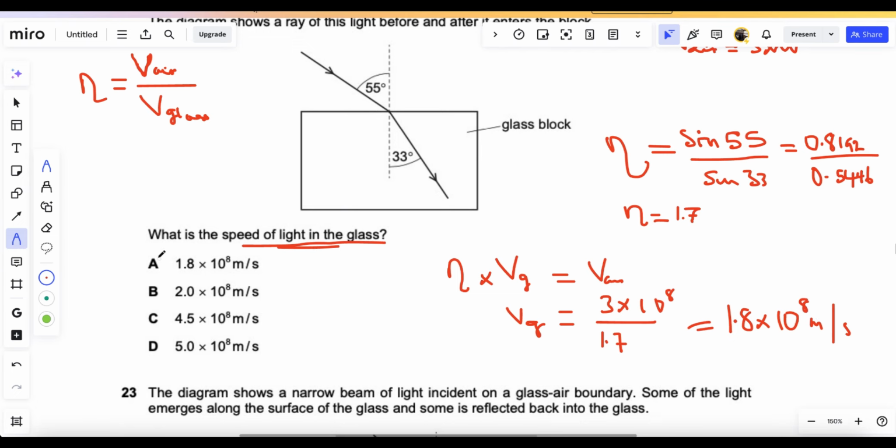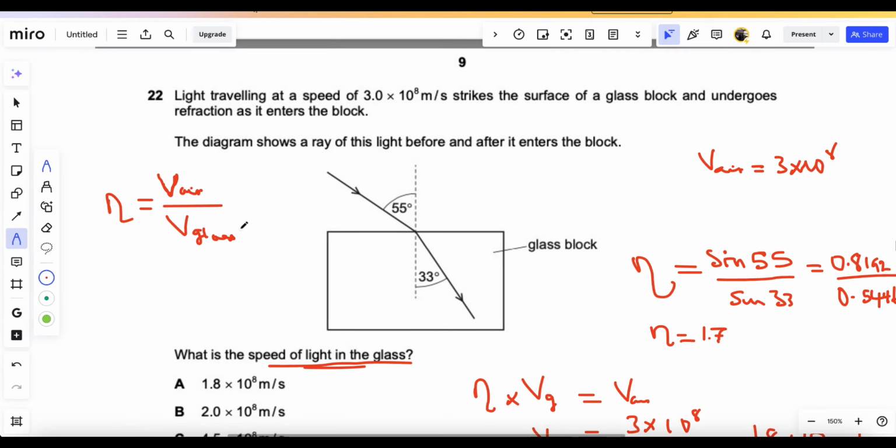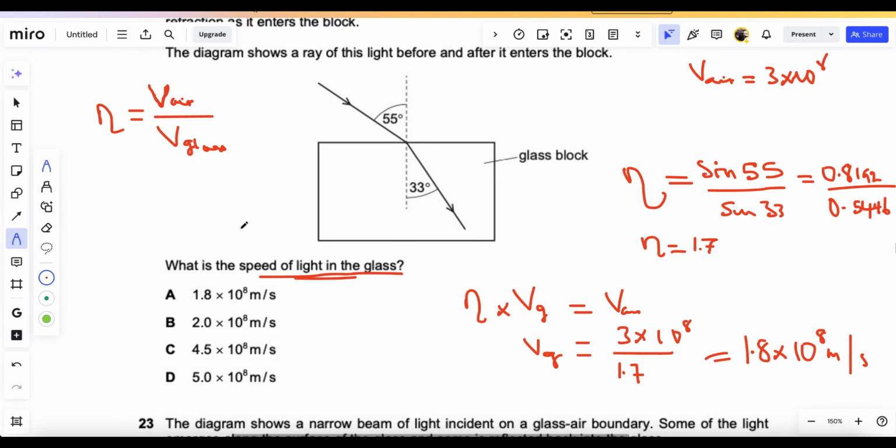So our answer will be A, right? Is it A? Our answer is B, because this is supposed to be approximately 2 to the nearest whole number. When we divide, we get 1.99. Sorry, that's a mistake. 1.99 is approximately 2. So you say 2 times 10 to the power of 8. So our answer is B.